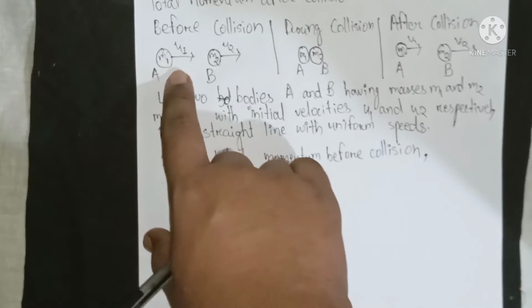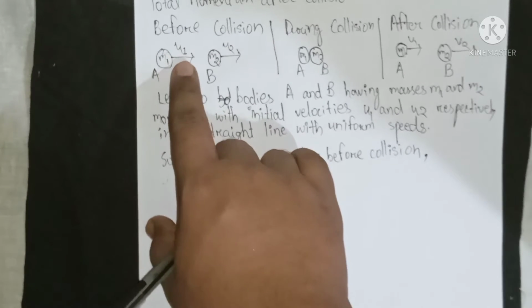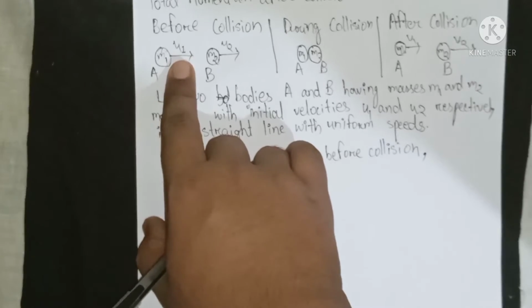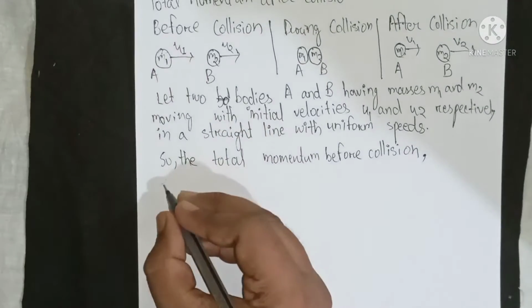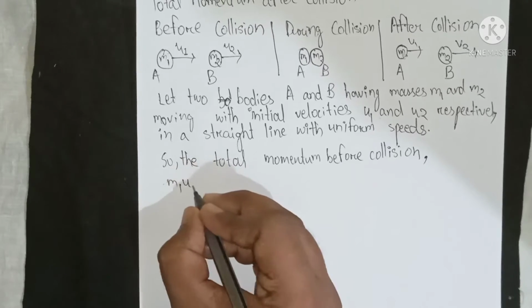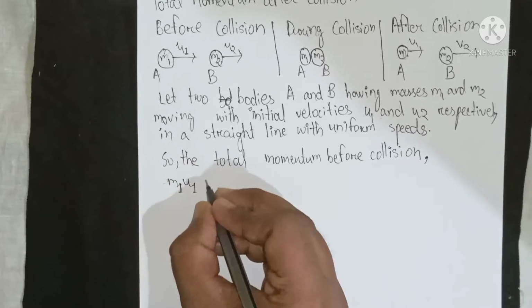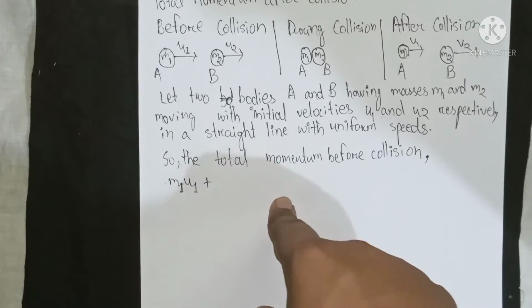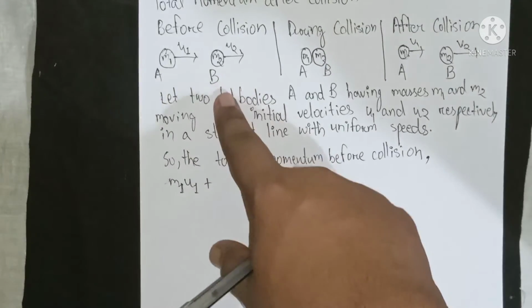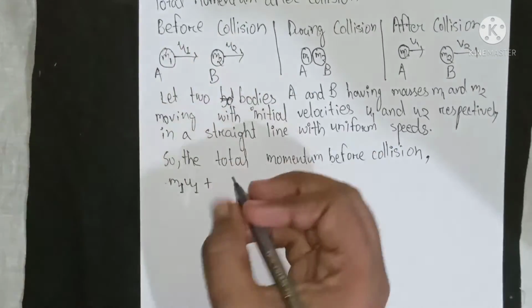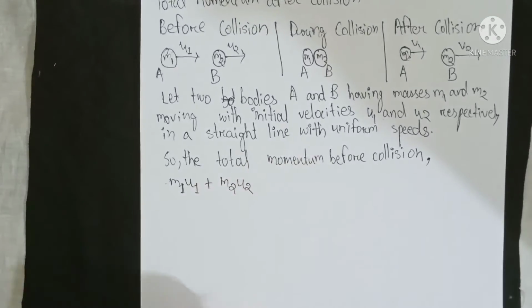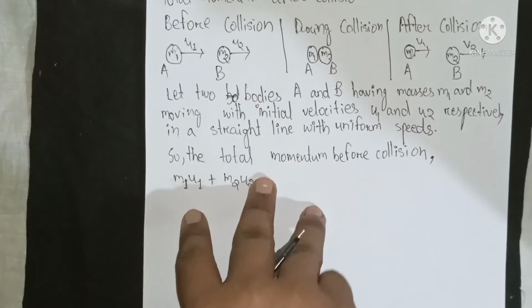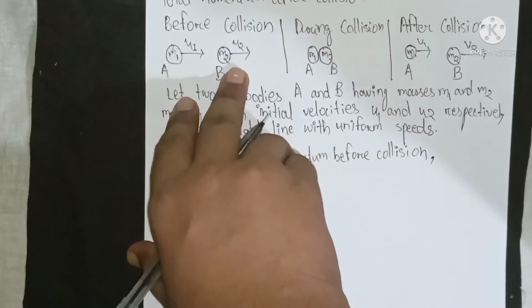So body A has momentum m1 multiplied by u1. The formula for momentum is mass of the body multiplied by the velocity of that body. So here we write m1 multiplied by u1, plus the total momentum, it means we also have to find the momentum of object B, or body B, and that's m2 multiplied by u2. Okay, so I found the total momentum of the two bodies before collision.